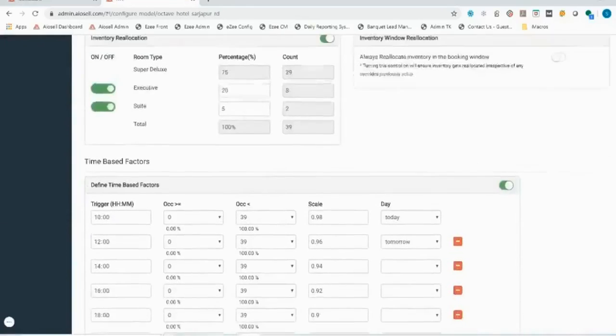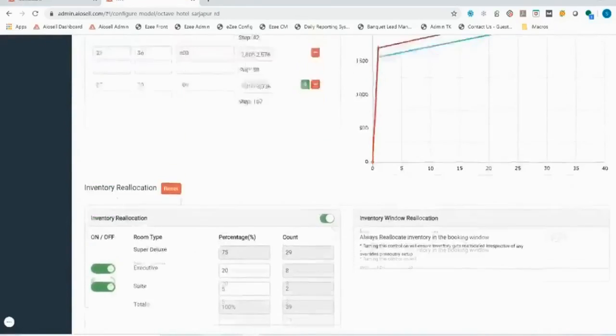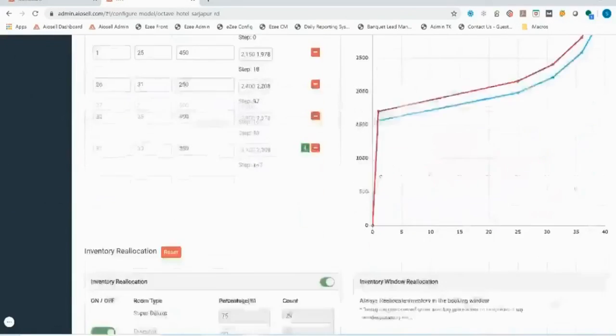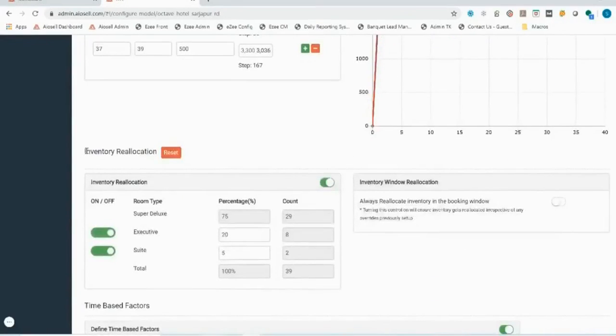The next factor that I'm going to talk about is the overall demand scale. Now the overall demand scale can be used to either scale all the prices up by a certain amount or down by a certain amount without changing the individual parameters that we just discussed about. So this is how we can actually increase the ARR of a particular hotel or decrease the ARR of a particular hotel.